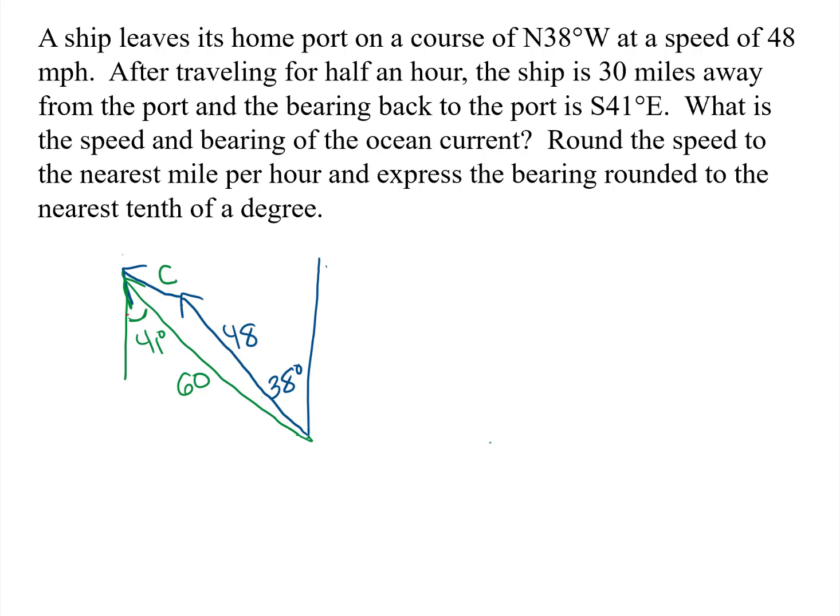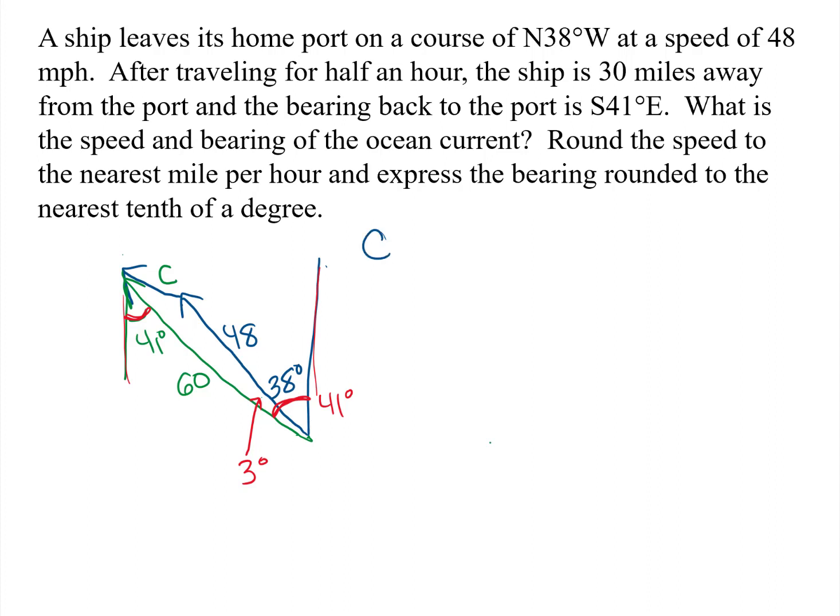As we look here, this angle is 41. Since this is parallel to this, then this angle right here, the whole thing, is also 41. So this little angle in here, since we got 38 here, must be 3 degrees. So I now have a triangle with side 60, angle 3 degrees, side 48. So I can use the law of cosines.